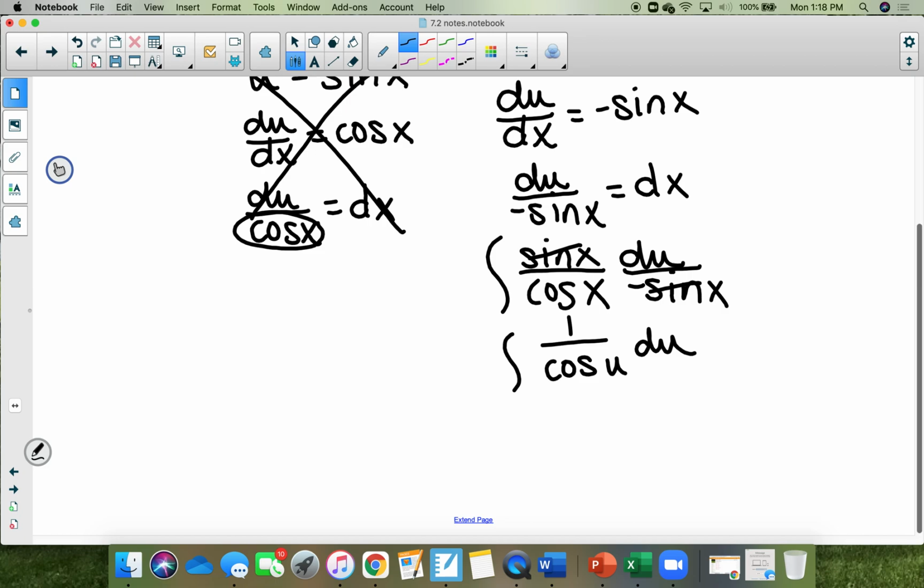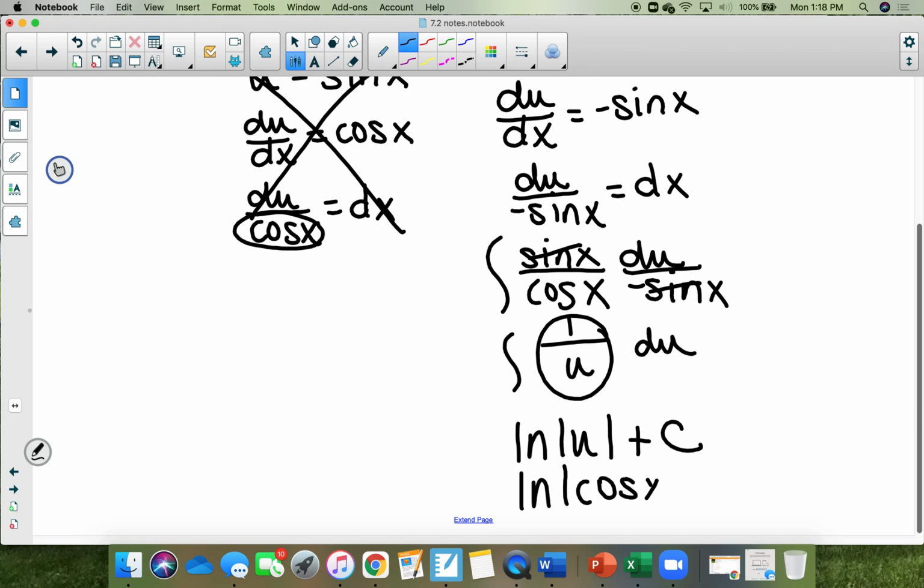And remember that cosine of x is equal to u. Up above, the cosine of x is equal to u. It's the antiderivative of 1 over u, the natural log of u plus c. So if you want to replace it, it's the natural log of the absolute value of the cosine of x plus c, if you want to replace it with what u stands for.